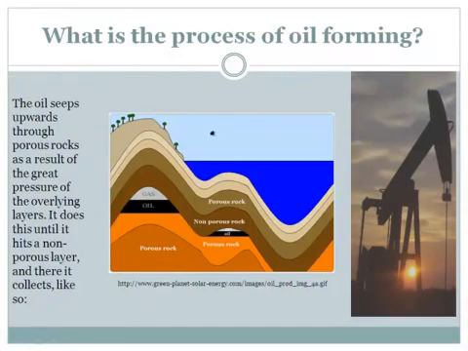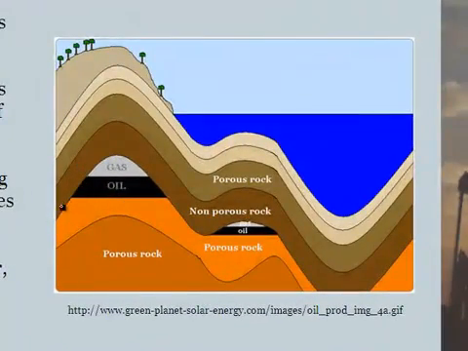All right, and then the oil seeps upwards through porous rocks as a result of the great pressure of the overlying layers. It does this until it hits a non-porous layer, and there it collects like so. Basically, what happens is they find these pockets, and the exploration geologists who are looking for oil and natural gas are looking for basically this. Now, what's this called? That's right, it's an anticline. They're looking for this anticline.